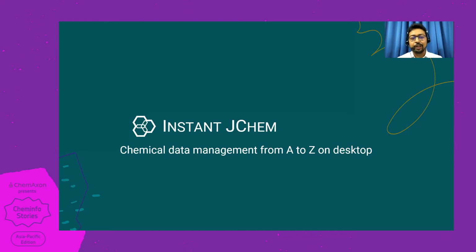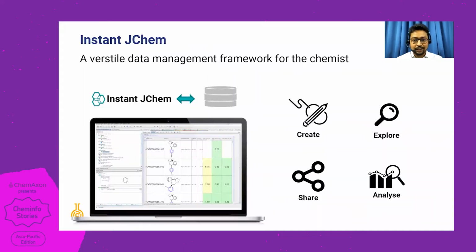It helps you in managing chemical data on your desktop. Instant JChem is a very, very robust tool. It helps you in managing chemical and non-chemical data in local or remote databases. The best part is that you don't need to be an IT guy to manage these chemical databases. This is very, very suitable for chemists.